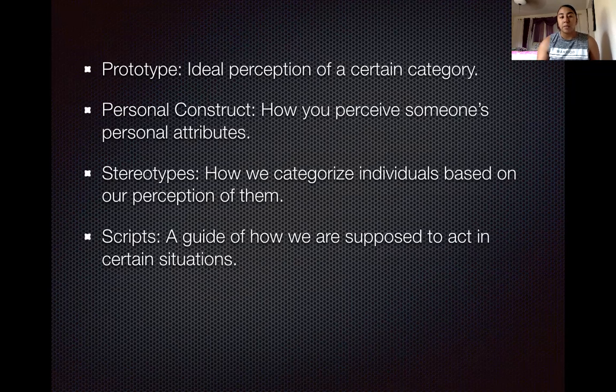Your prototype is your ideal perception of a certain category. For example, your favorite car would be an example of a prototype. You perceive this specific car to be your favorite because it is your ideal car. Then you have your personal constructs, which is how you perceive someone's personal attributes. An example would be how you perceive someone to be trustworthy or not.